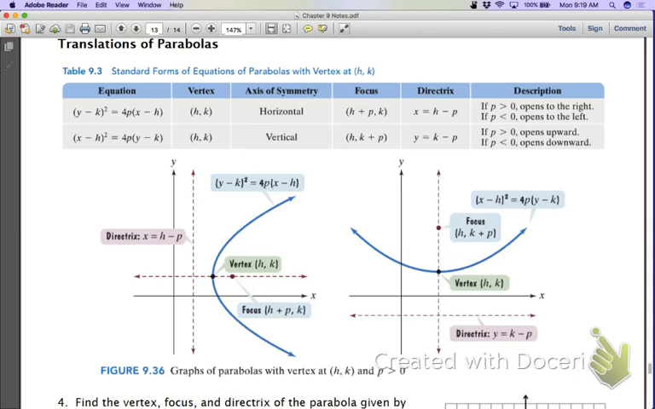Similar to what we talked about earlier, if your p-value is positive, then it's either going to open to the right or up. If it's negative, it's going to open to the left or down. Your focus point, you'll just add to wherever your vertex is, whether you have to go up, down, left, or right. Same way with your directrix.